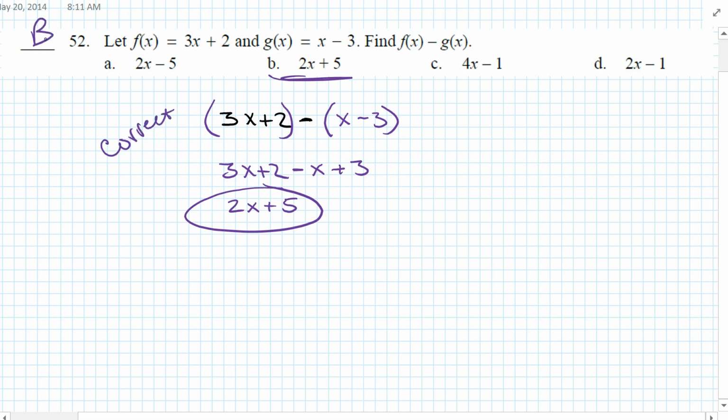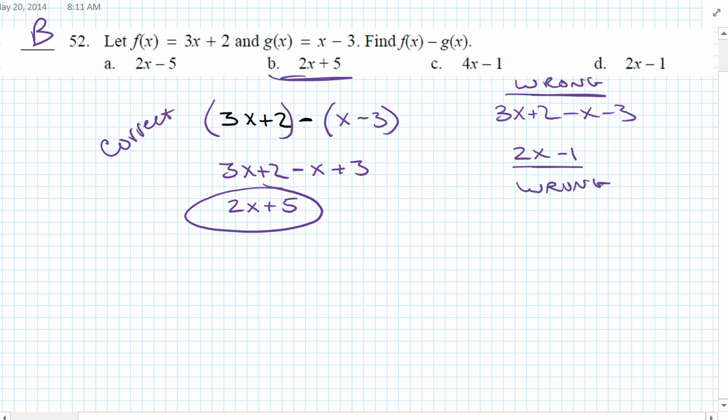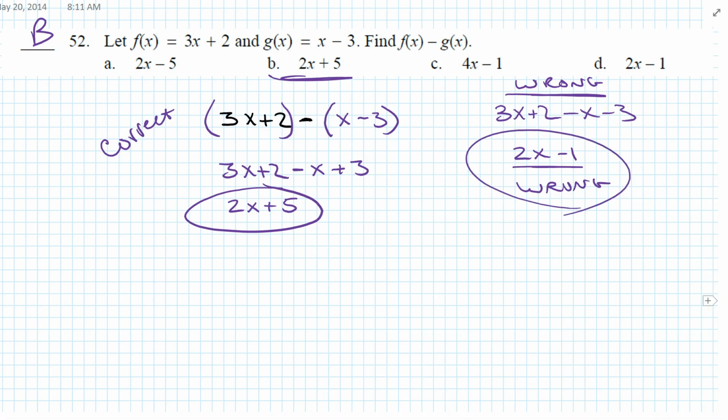B. A lot of you guys are going to do this: 3x plus 2 minus x minus 3. That's wrong because you don't have it grouped, right? So you're going to get 2x minus 1 as an answer. That's wrong. Okay? Make sure you use parentheses if you need to distribute your negative.